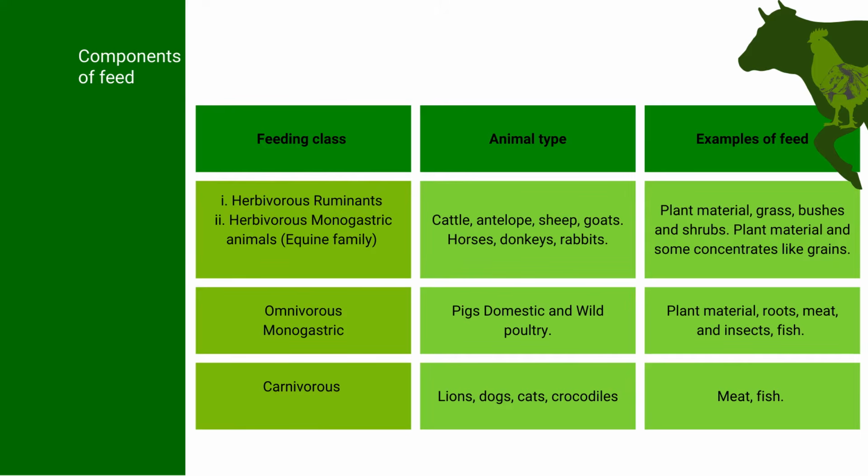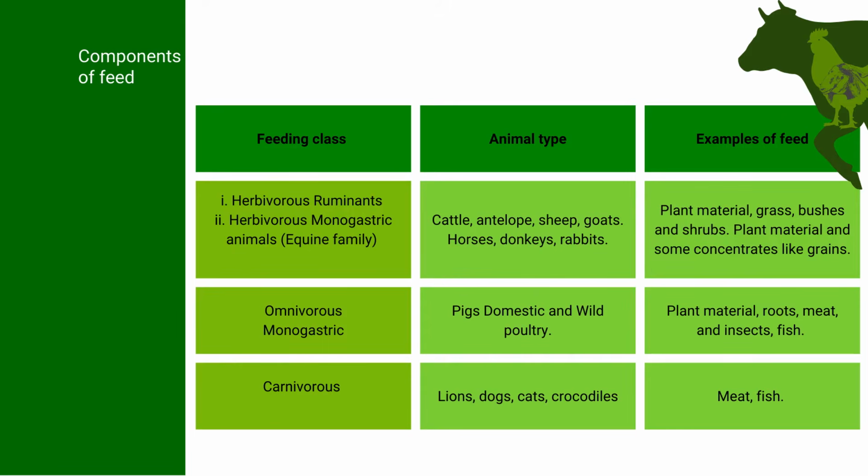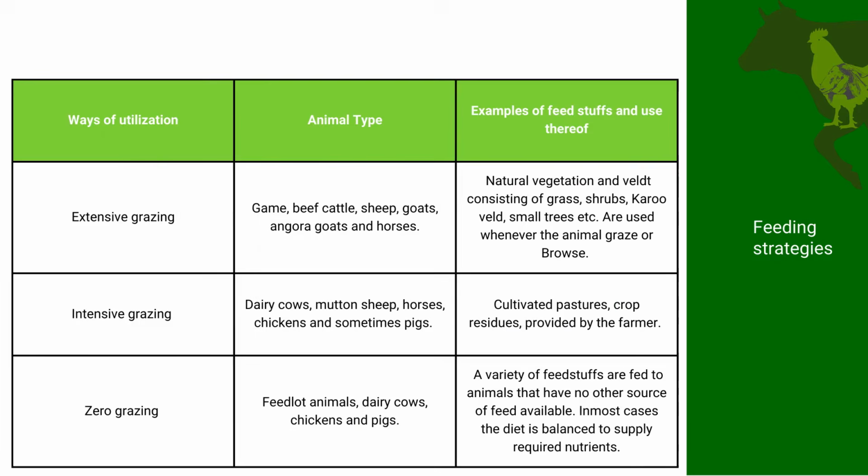Then we've got the third feeding class, which is your carnivorous animals, right? So examples here are your lions, your dogs, cats, crocodiles, and now what do they eat? They basically eat other meat products. They also eat fish, right? Because this is basically an animal, right?